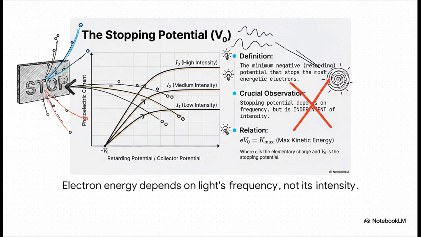Take a look at this graph. It doesn't matter if the light intensity is low, medium, or high, the energy of the fastest electrons stays exactly the same. What did matter was the light's color, its frequency, not its brightness. And that was the first huge clue that the old theories were in big trouble.